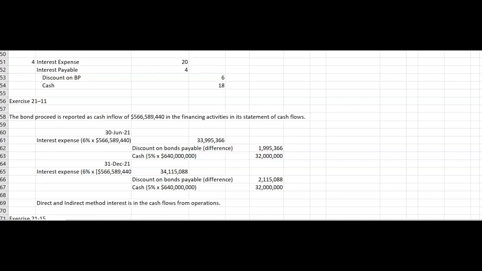We are now going to do exercise 21-11. Most Solutions, Inc. issued 10% stated rate bonds dated January 1 with a face value of $640 million on January 1st, 2021. The bonds mature in 2031, 10 years. For bonds of similar risk and maturity, the market yield is 12%.